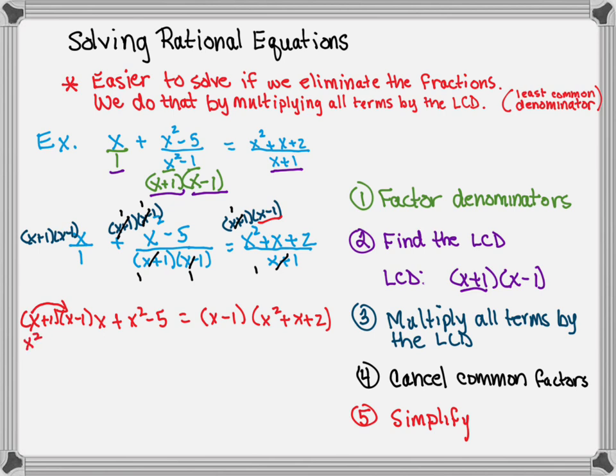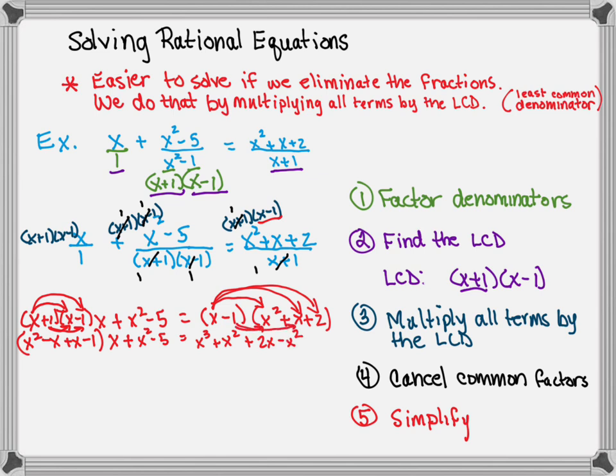X times x, I've got x squared, x times negative 1, negative x, 1 times x plus x, 1 times negative 1 minus 1. And remember, this is all in parentheses, still times x. And I still have plus x squared minus 5 equals. And then on the right side, I can also multiply and distribute. X times x squared, I've got x cubed, x times x squared, x times 2, 2x. Negative 1 times x squared minus x squared, negative 1 times x minus x, negative 1 times 2 minus 2.